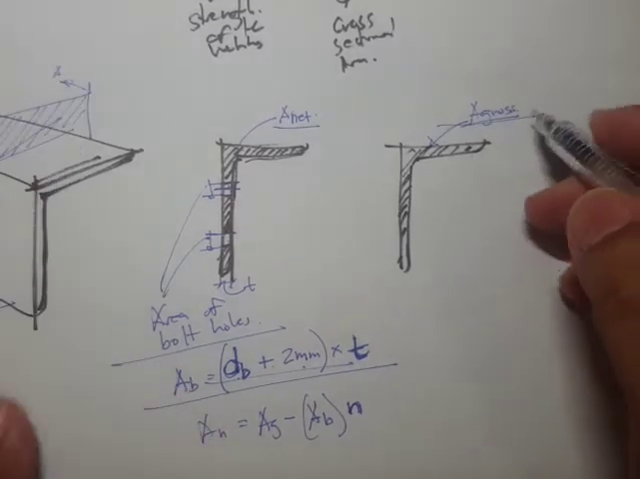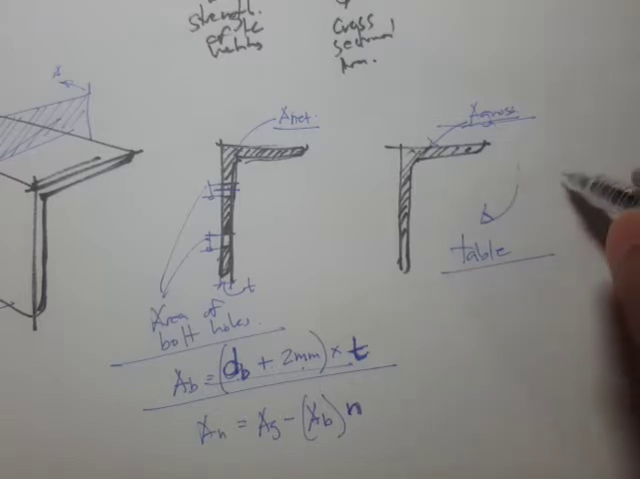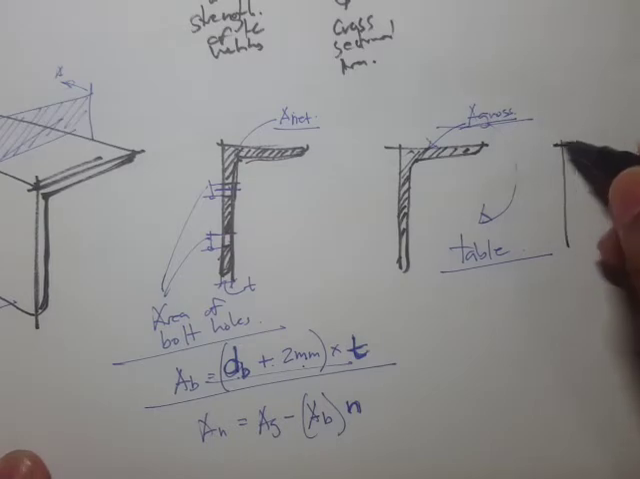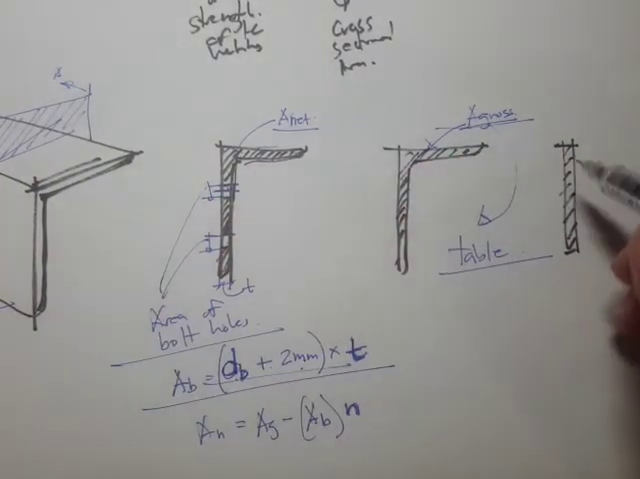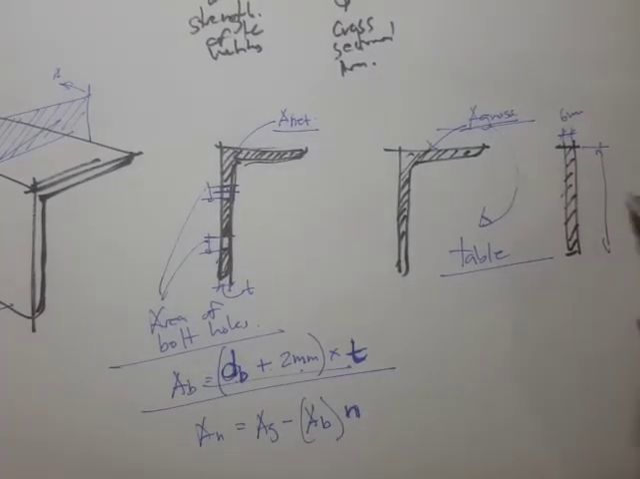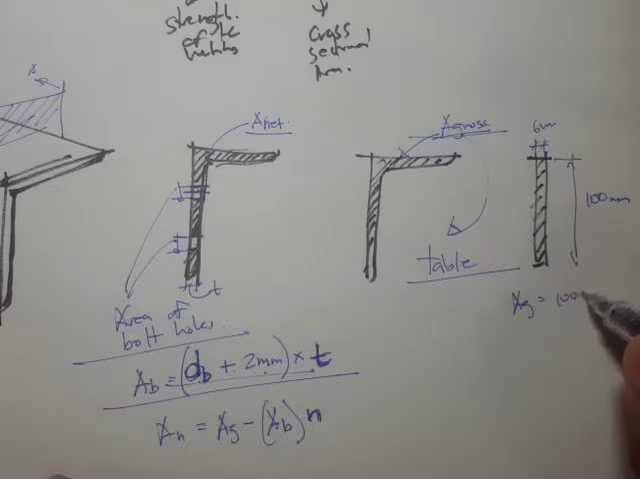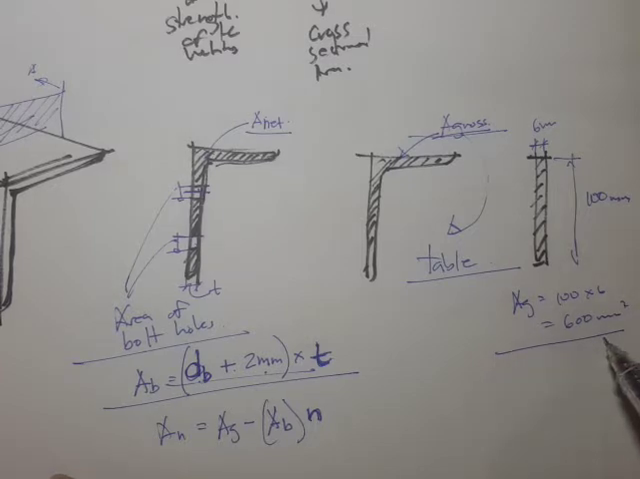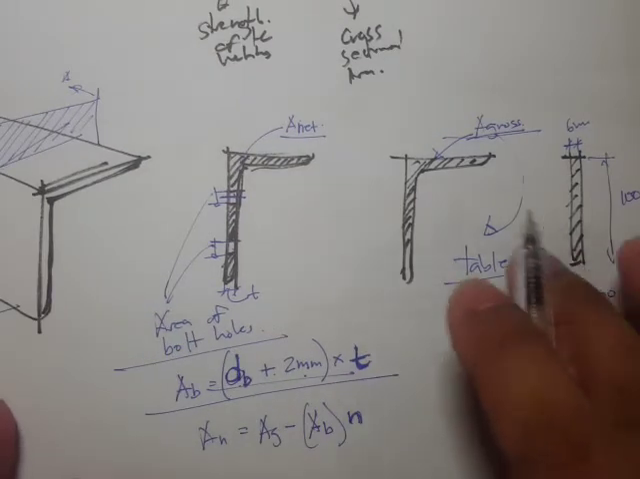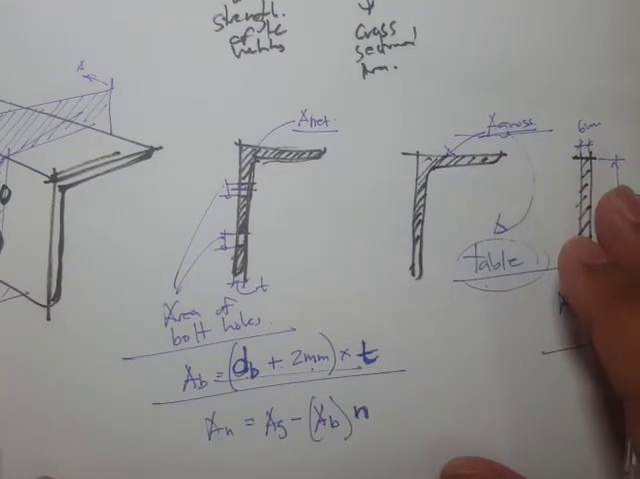So where do we get this gross area? We can get this from the table, or if it's just a flat bar or a flat plate, and you're given, let's say, 6 mm by 100 mm, then the area is simply 100 times 6, so that's going to be 600 mm squared. For steel shapes, where the data is tabulated, you can just refer to the table for these cross-sectional dimensions.